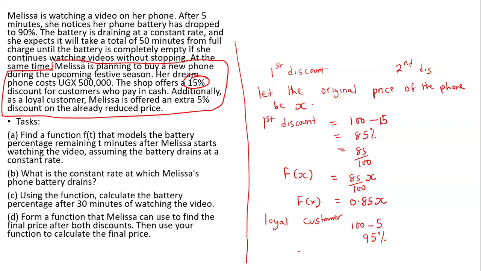So can we form the second function for being the loyal customer? Can you form that function and put it for me in the chat? I want people to first put that function in the chat for being a loyal customer. And that one, we are going to call it g of x. The first one we called f. The second one, let's call it g of x.